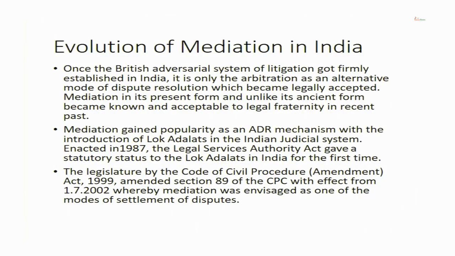What happened once the British adversarial system, the system of litigation, got firmly established in India, the only alternative which was recognized was arbitration. And if you recall, I said arbitration started in the form of regulations in the late 18th century itself. In 1795, the regulation of Bengal was extended to Banaras. So arbitration became an option. But that was also not there in a very systematic manner. The regulations lacked clarity. But mediation was not in discussion.